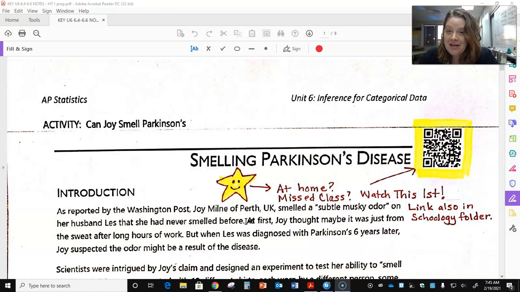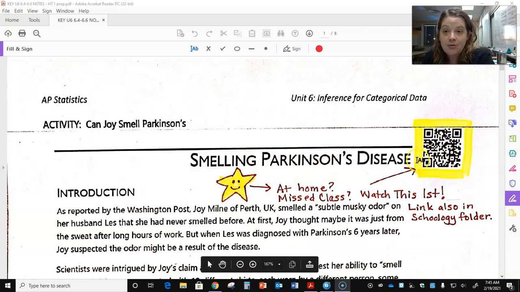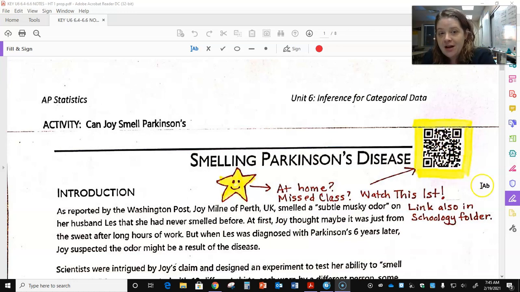In the first part of the notes, you're going to see that there's a link to this video about smelling Parkinson's disease. There's also a link in the Schoology folder for that, and I'd recommend that everybody watch that. If you haven't watched that, just stop. It's like 2 or 3 minutes, so watch that video.